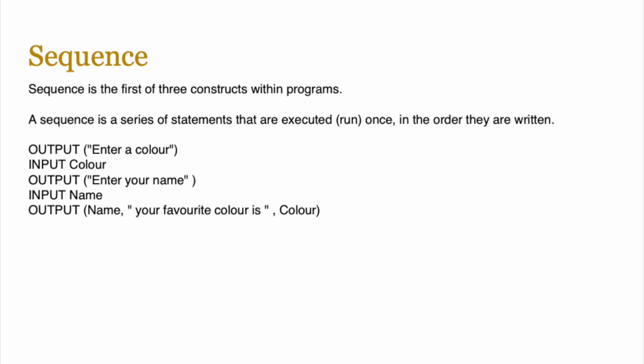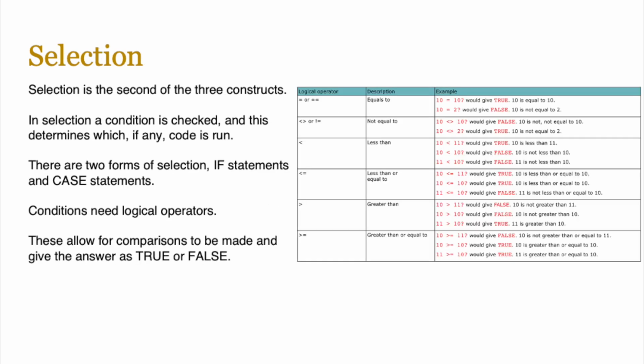Now, this sequence will be executed by the first line, output, being executed first, then the input is stored in the color variable, then we output "enter your name" and we store the input in name, and then we concatenate a string which says name, your favorite color is color, which is whatever the user entered. That's all there is to a sequence: a series of statements that are executed in the order that they're written in. Next construct is selection, and selection means a choice.